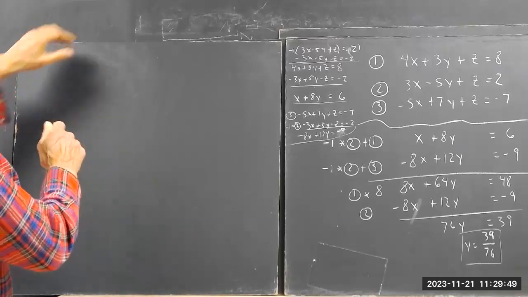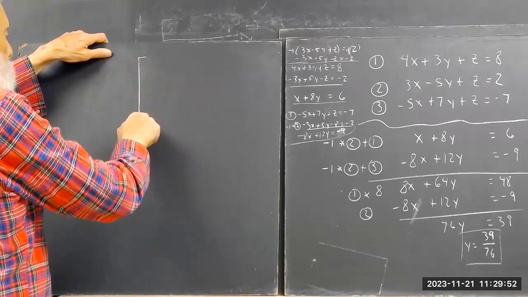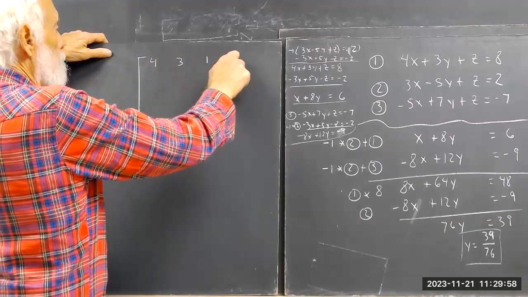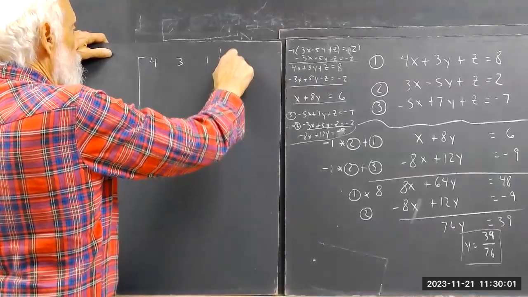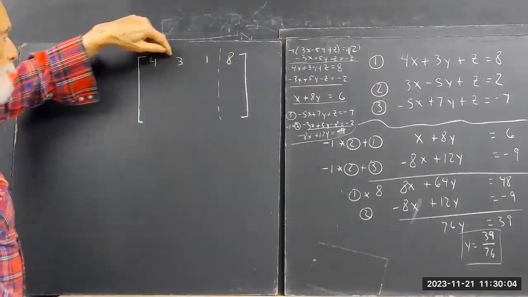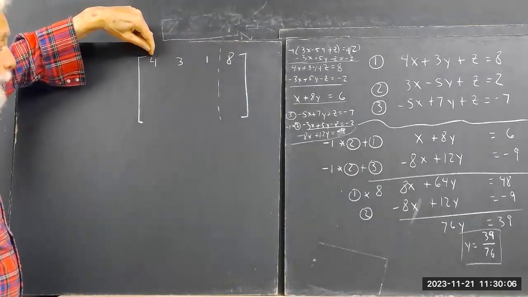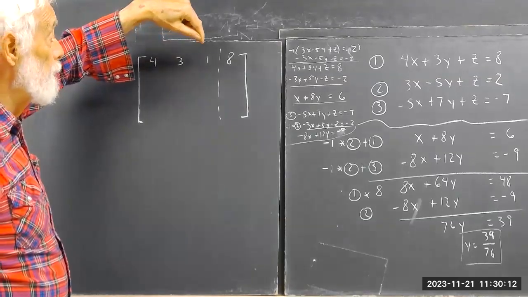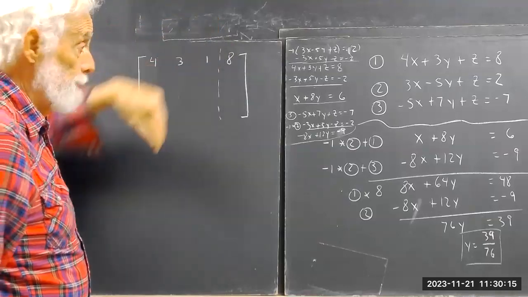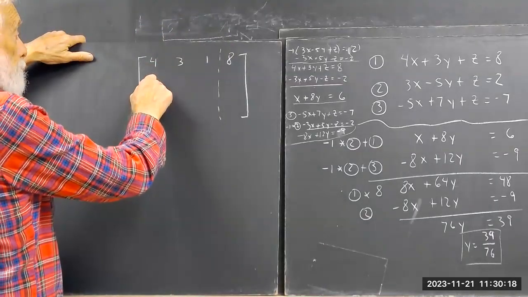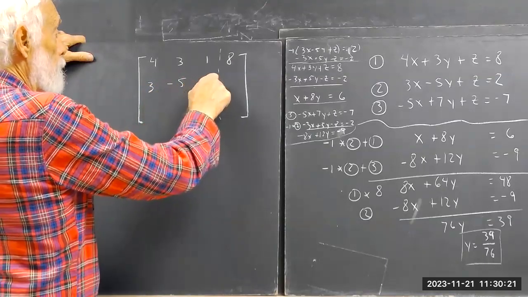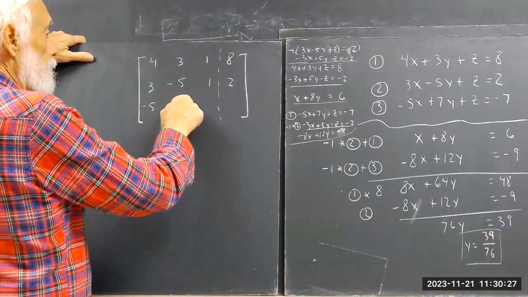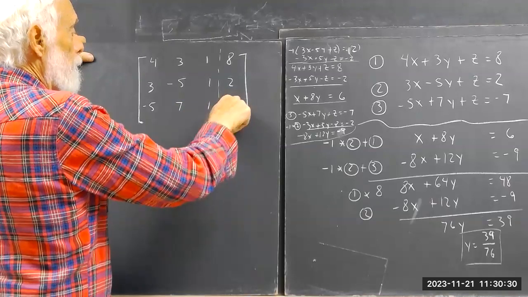Okay, so the augmented matrix is going to be just this. I just take my numbers, 4, 3, 1, the dotted line here, and an 8. This represents the first equation because it's understood that this is the coefficient of X. This really means 4X. And this means plus 3Y. And this means plus 1Z equals 8. Well, that's easy to understand. So we're going to do 3, -5, 1, 2. And -5, 7, 1, -7.